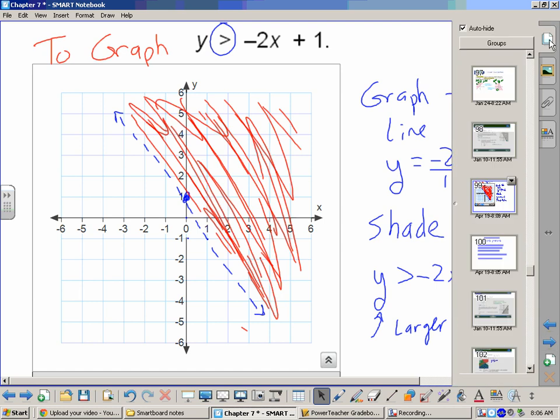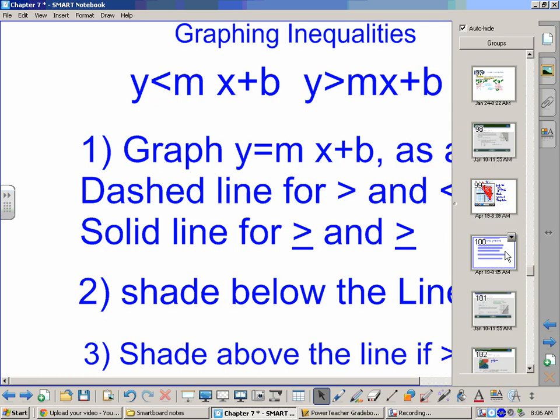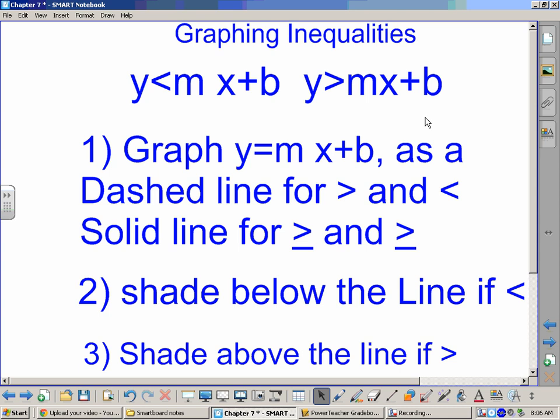So here are the instructions that you should write down. This is what we just did, graphing inequalities. And there's two different forms, one less than and one greater than. But we want to have all of our equations in mx plus b form. So the first step, graph y equals mx plus b. And it's going to be a dashed line if there's no line underneath your inequality. So this right here is telling us dashed line for the two inequalities that do not have lines underneath them.